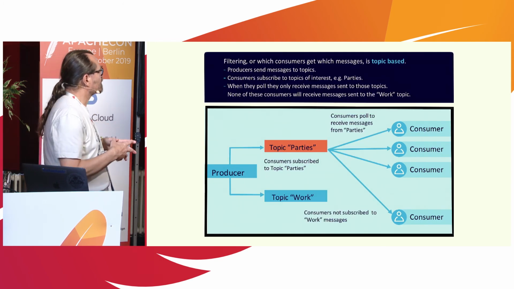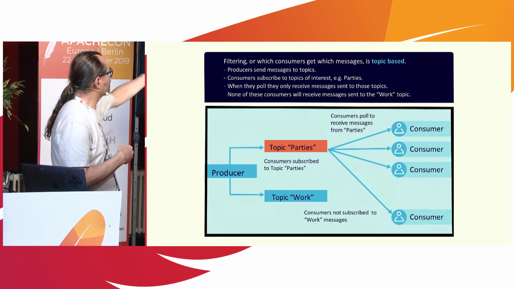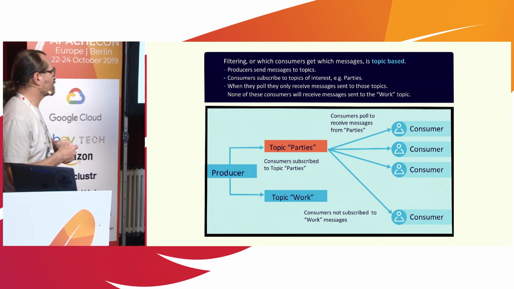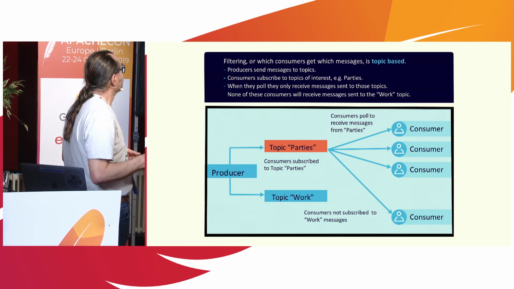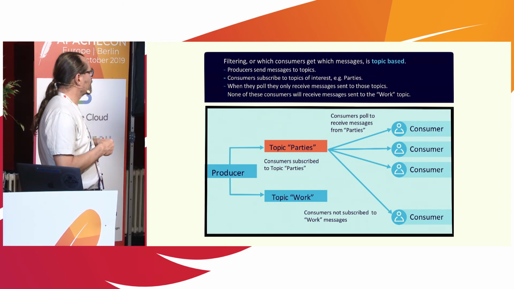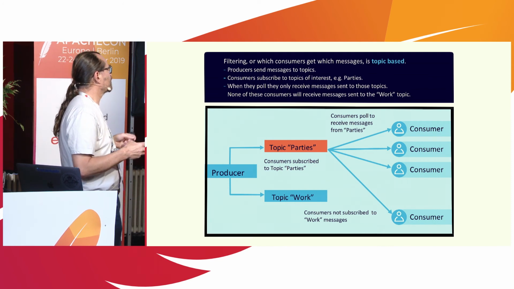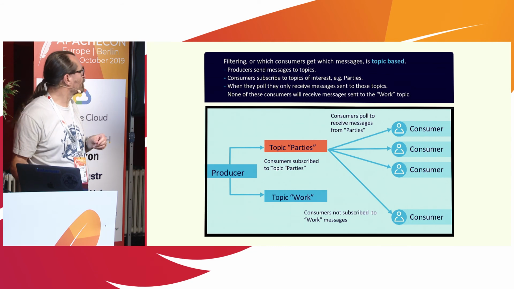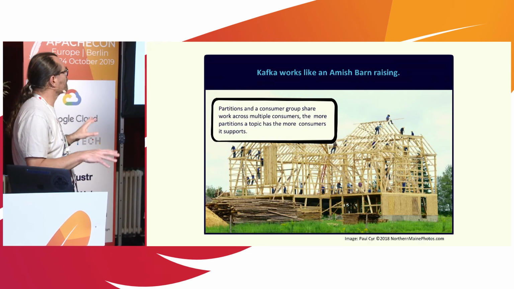Filtering, or which consumers get which messages, is topic-based. Producers send messages to topics. Consumers subscribe to topics of interest. For example, in this case, there's a bit of a story around parties versus work. When they poll, they only receive messages sent to those topics. None of the consumers in this example will receive messages sent to the work topic, only messages sent to the parties topic. So there's two aspects about Kafka that I just want to focus on.